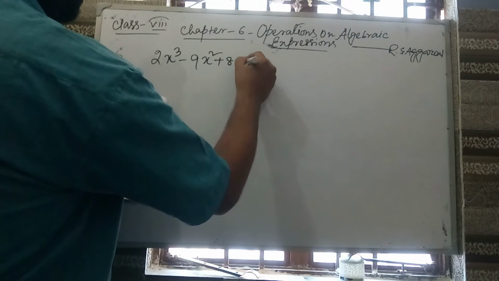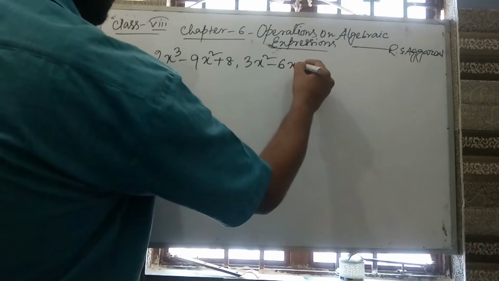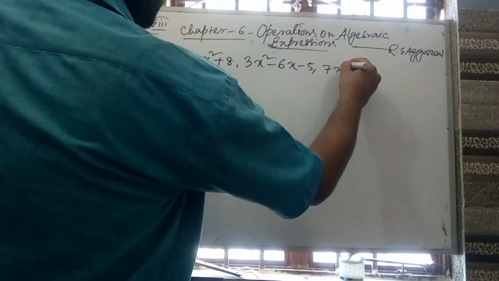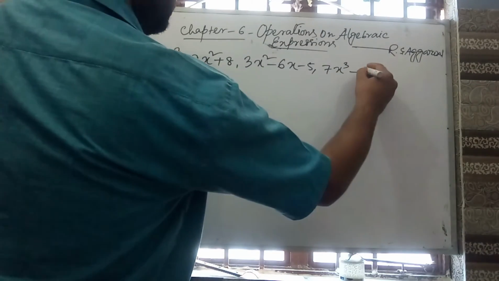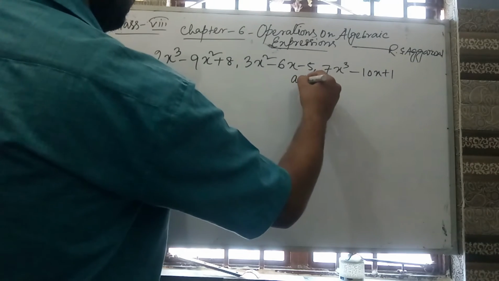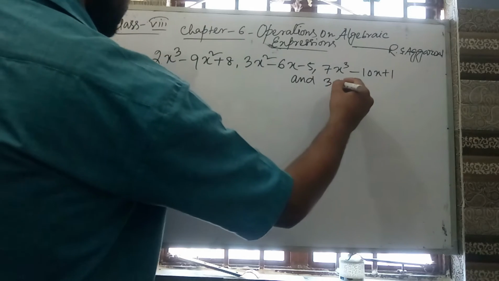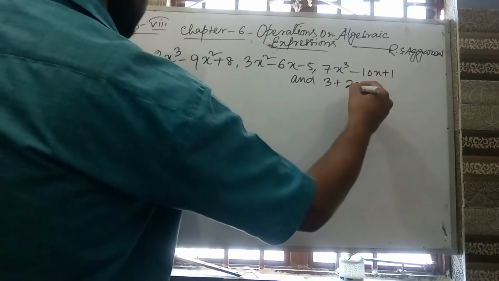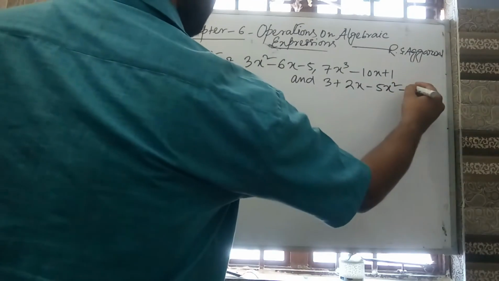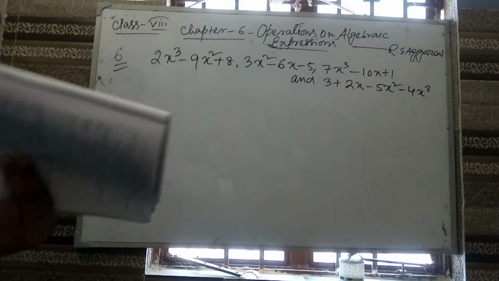First, 3x square minus 6x minus 5, 7x cube minus 10x plus 1, and 3 plus 2x minus 5x square minus 4x cube.